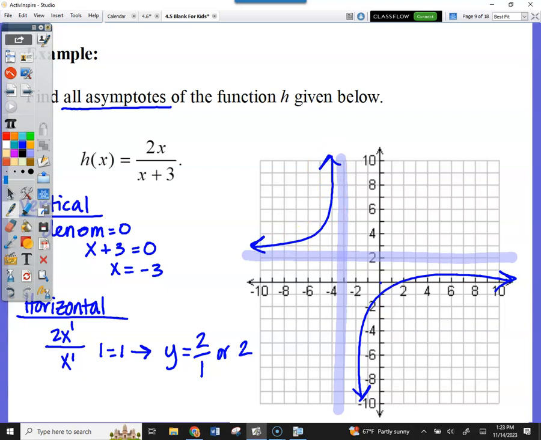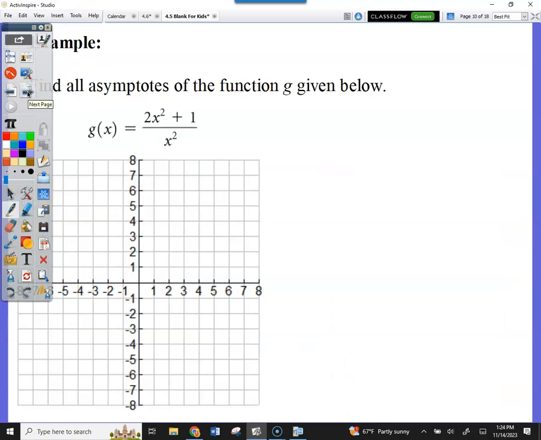Now you don't have to know how to get that sketch yet. We might save that for Flex 2 tomorrow, like how to get the actual sketch. Right now, let's just work on being able to say, what's the domain? What's the vertical? What's the horizontal? And is there a slant? After this next example is our slants. Slant's not a big deal. All right, now go to this one.